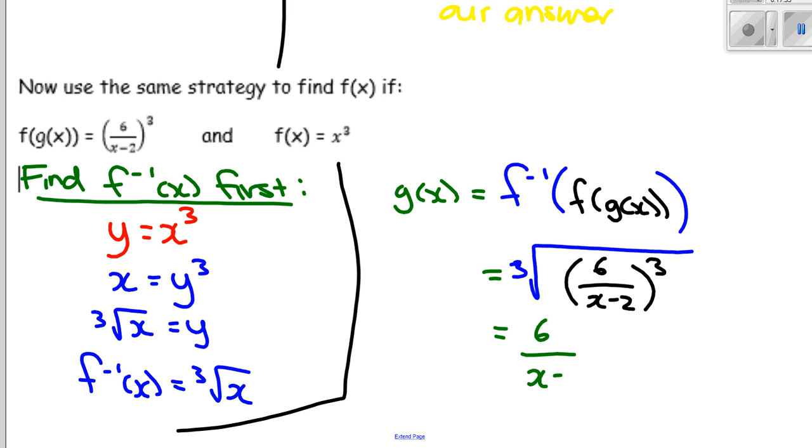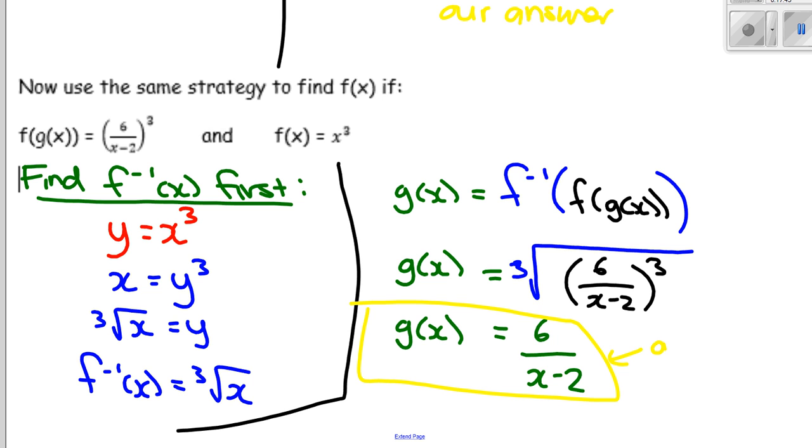So we've got our g of x. Yeah, so that's handy for when you get some trickier ones where it's kind of not working for you. You just have to remember this strategy, that's all. You just have to remember what it is. I think we're done.